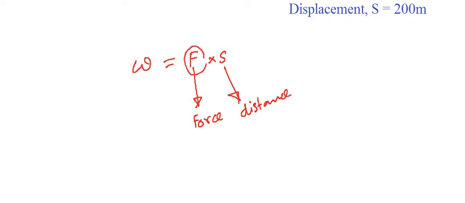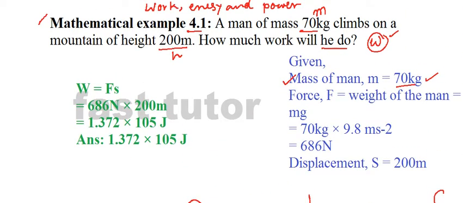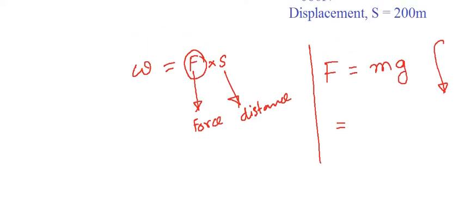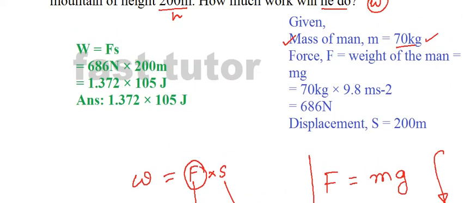So we need F. How can we find the F? We know a formula, that is F equals mg for a falling body. Now m, we see it is 70 kg, so we just write the m value, 70 kg into 9.8 meter per second squared. Now you can find a value here. You see the value is 686 Newton, and the displacement is 200 meter.